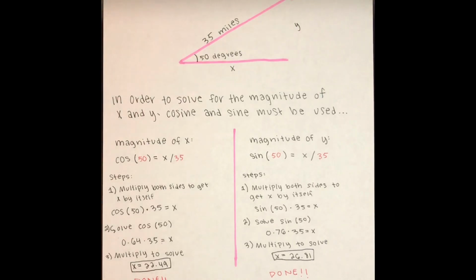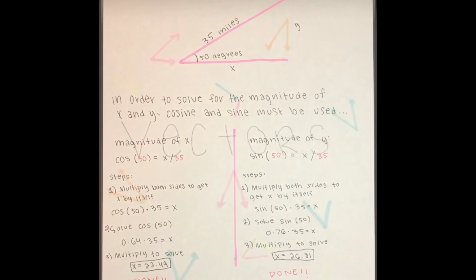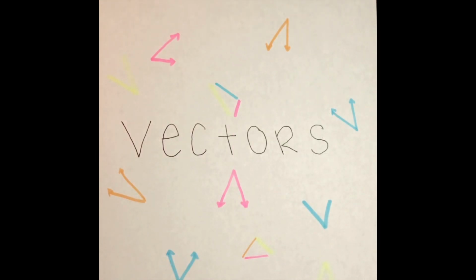22.49. To solve the magnitude of y, you have sine 50 equals y divided by 35. And in order to do this, you have to take the steps of: 1. Multiply both sides to get y by itself, so sine 50 times 35 equals y. 2. Solve sine 50, which equals 0.76, times 35 to equal y, and multiply to solve, which gives you y equals 26.81.